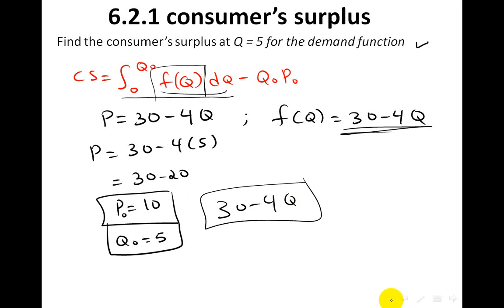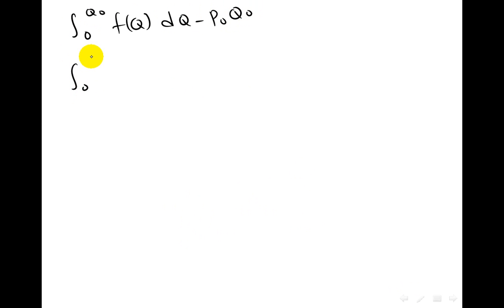So now I'm going to plug this information into our formula. From 0 to 5, what is the function of q? We already agreed it's 30 minus 4q dq, minus p naught, which is 10, times q naught, which is 5.